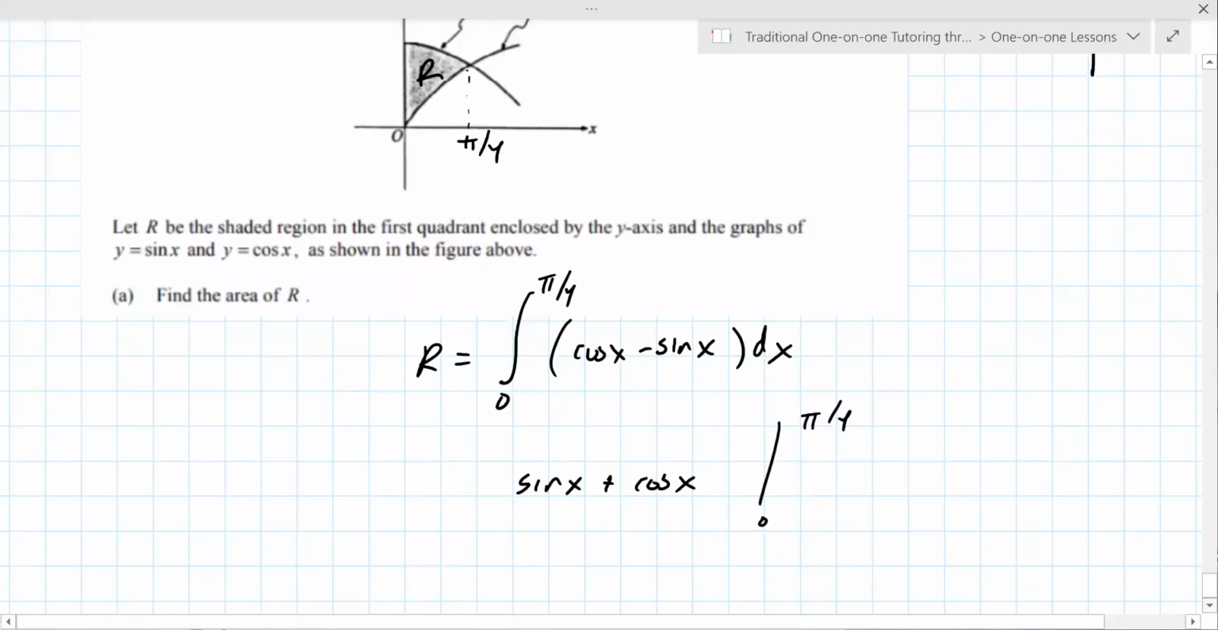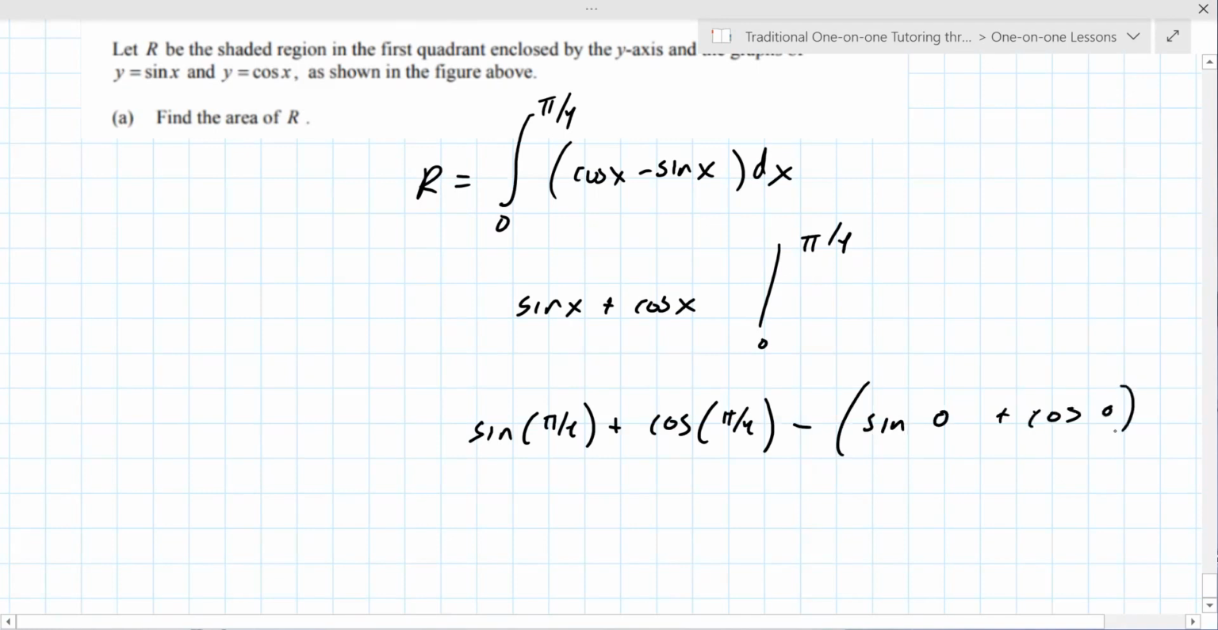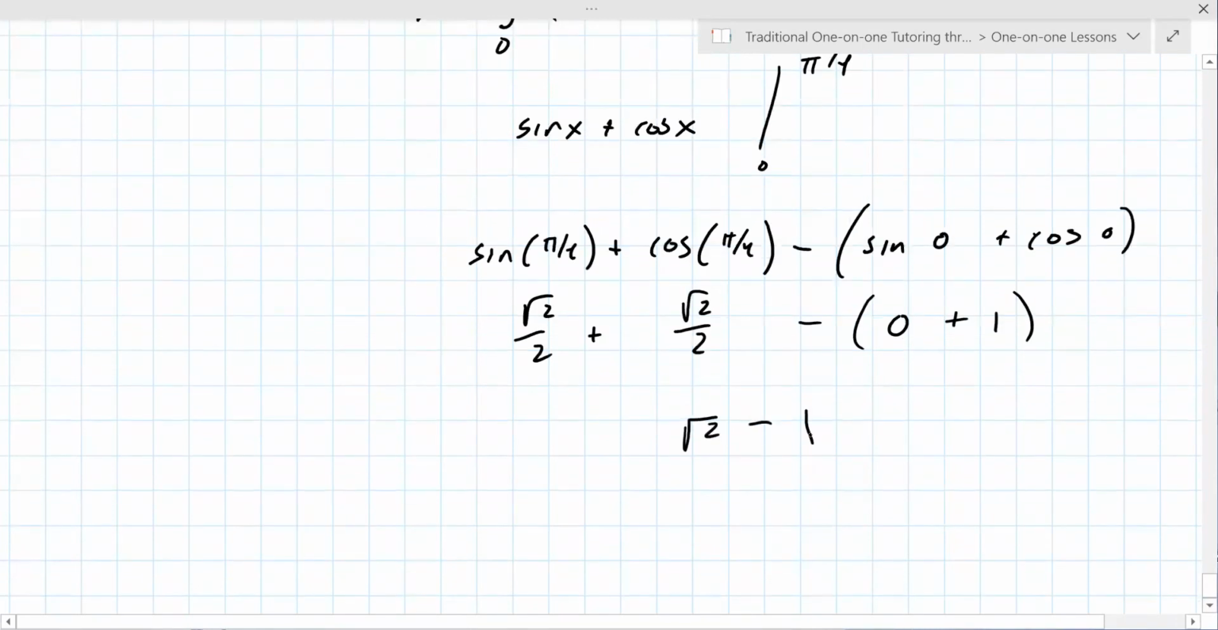pi over 4. Unlike polynomials, you do really want to make sure you get all your upper and lower bounds in, because they're not always 0. Sine of 0 is, but cosine of 0 is not. So that's root 2 over 2 plus root 2 over 2 minus 0 plus 1. So it's the square root of 2 minus 1. And that is positive. The square root of 2 is 1.414, so it's sort of reasonable.